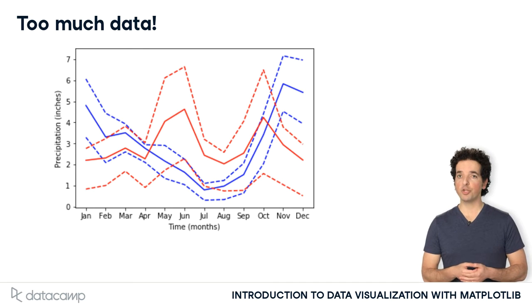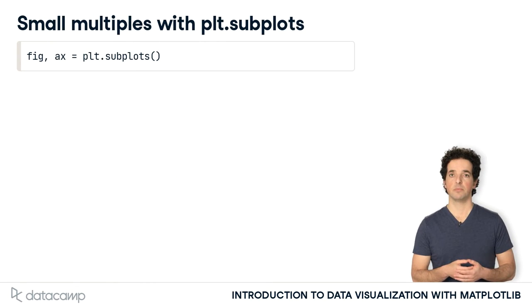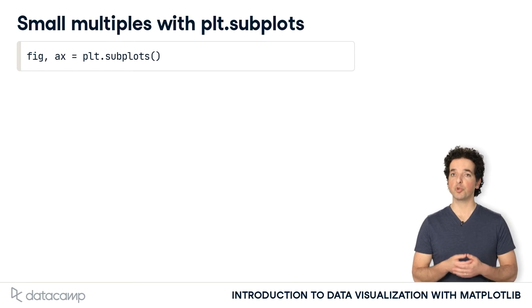One way to overcome this kind of mess is to use what are called small multiples. These are multiple small plots that show similar data across different conditions. For example, precipitation data across different cities. In Matplotlib, small multiples are called subplots. That is also the reason that the function that creates these is called subplots.